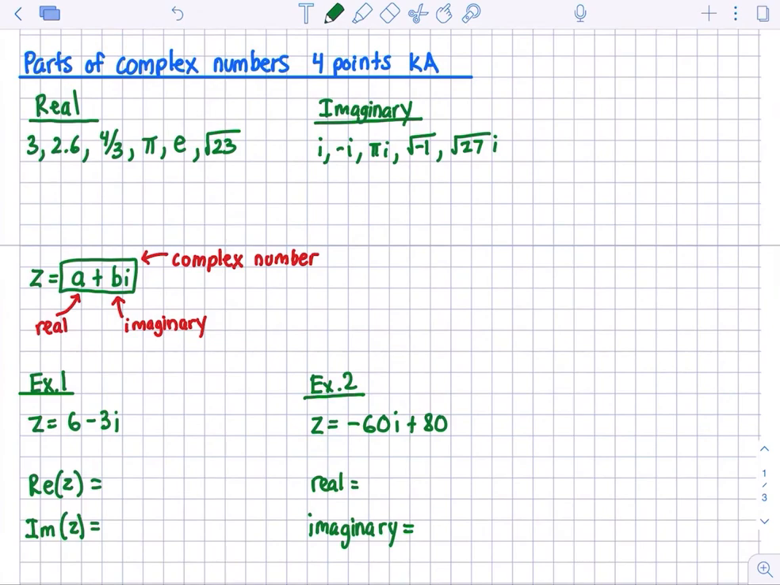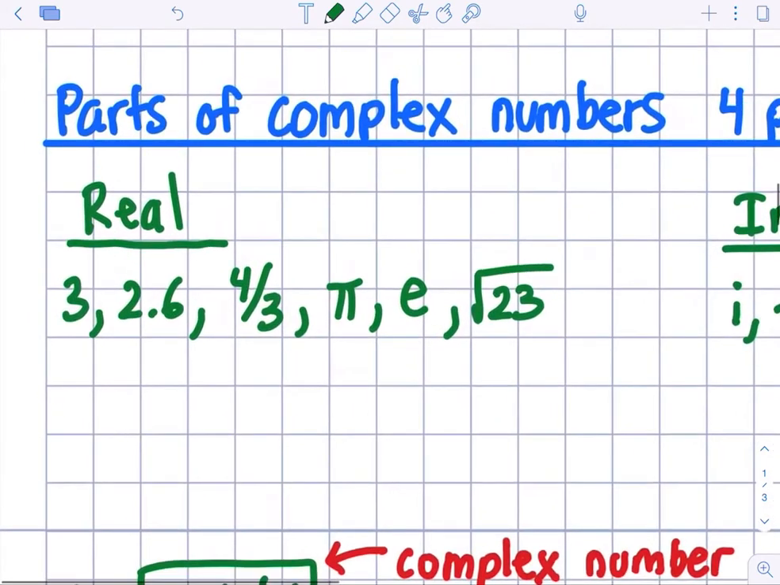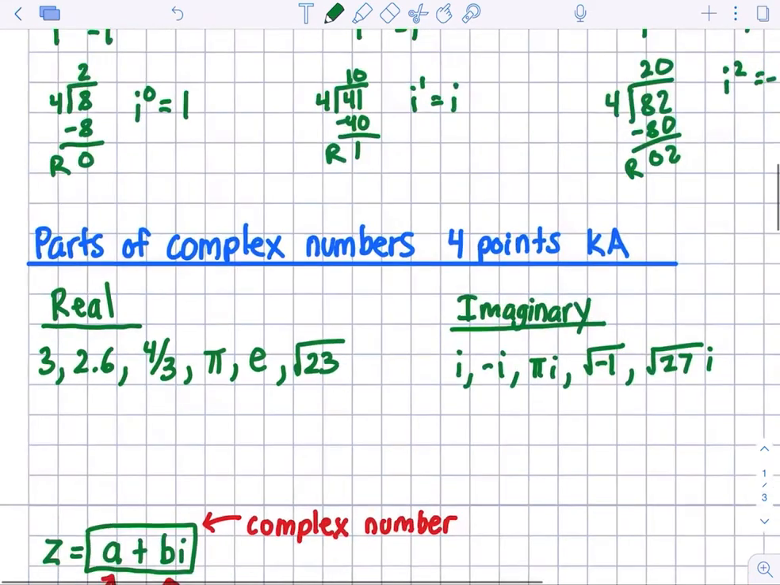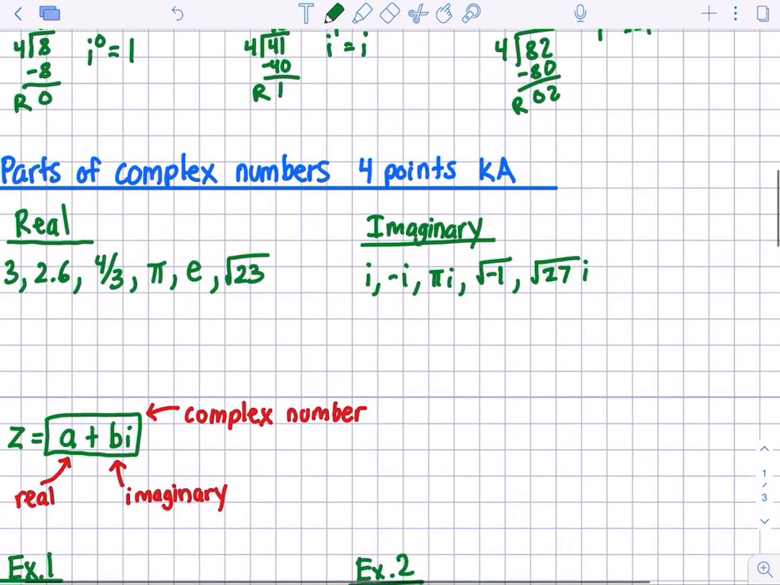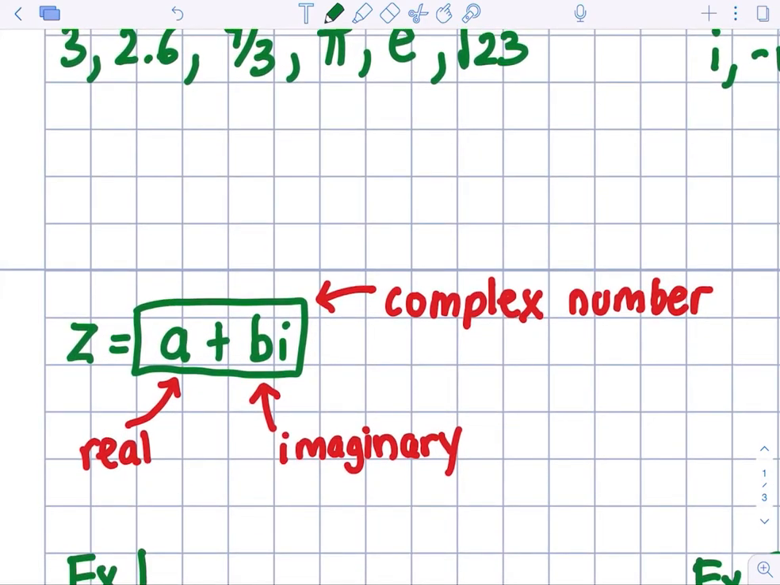So we are talking about real and imaginary. So here are some real numbers, you guys. These are actual values: 3, 2.6, 4/3, pi, e, square root of 2.3. Now, those are real numbers, right? And these are what you call imaginary numbers, okay? i, negative i, pi i, square root of negative 1, radical 27i. Those are imaginary, okay? Now, we're going to get into these things called complex numbers.